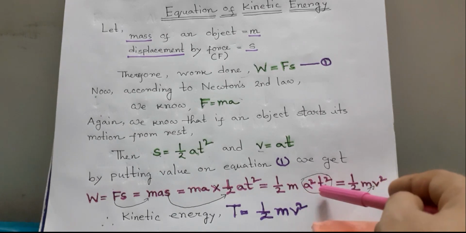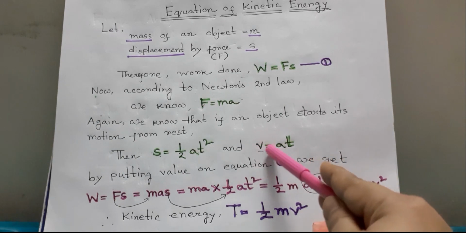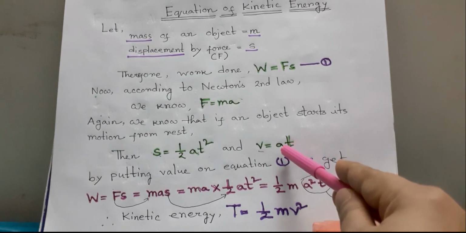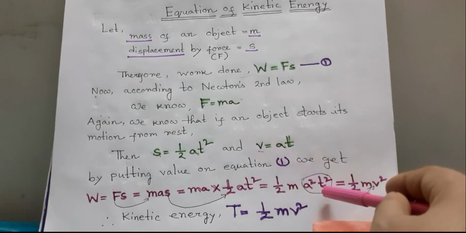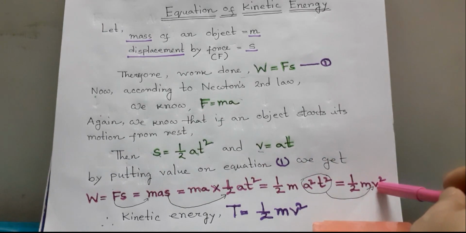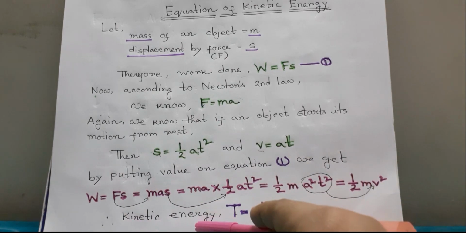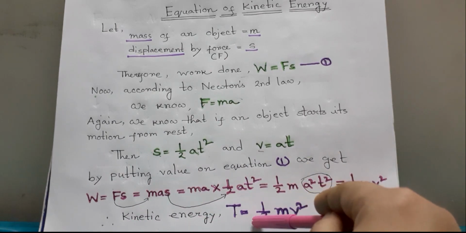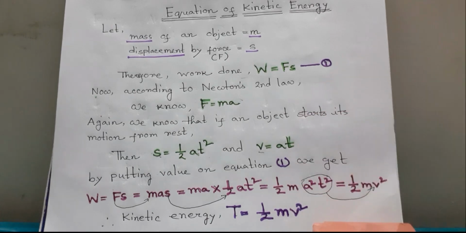Now a square t square is replaced using v equals at, so I am putting v here. So kinetic energy is denoted by T. T is equal to half mv square.